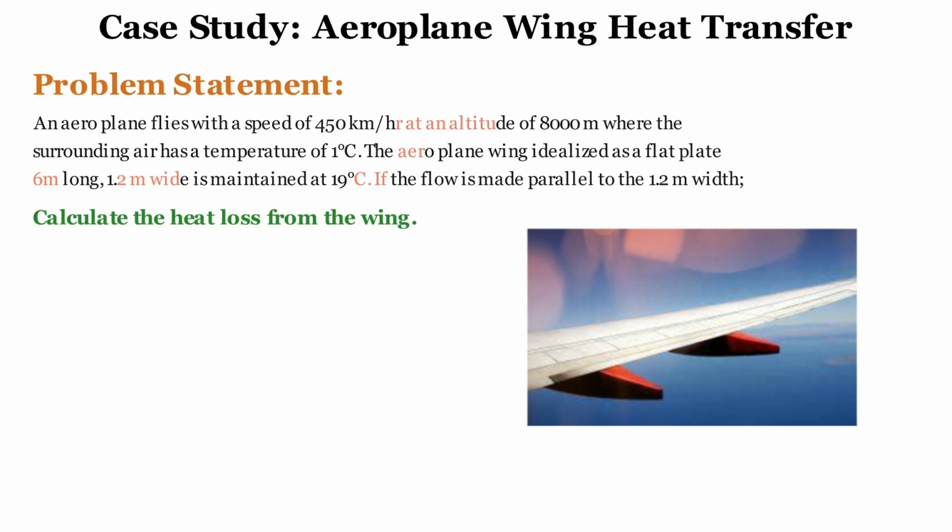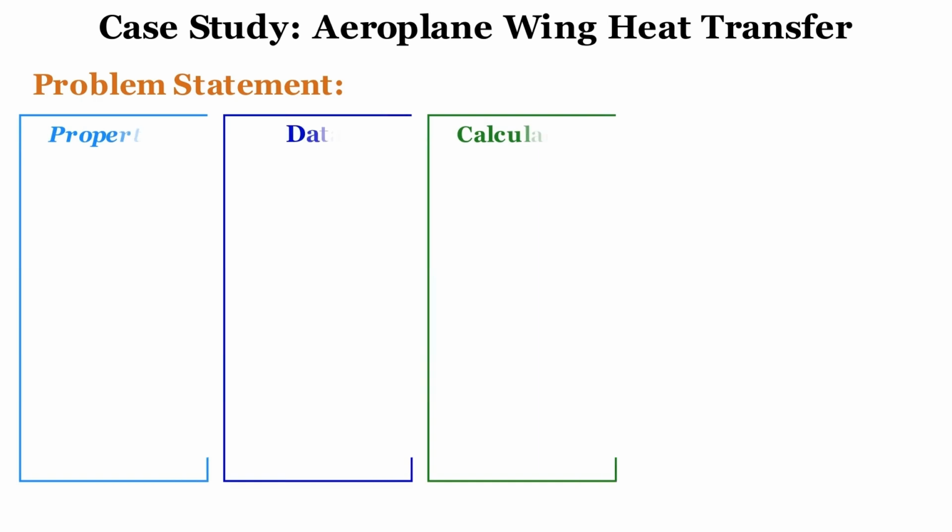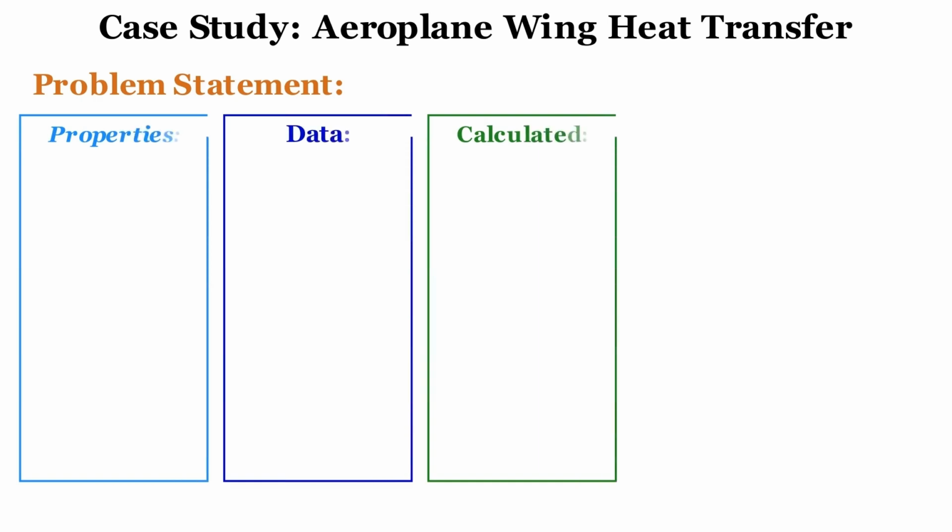Let's analyze this. Setting up our organized workspace. Properties, given data, and calculated values. You know the drill by now. Let me extract all the important data. Watch carefully as I convert units. Velocity is 450 kilometers per hour. Converting to meters per second, that's 125 meters per second. Always work in SI units.